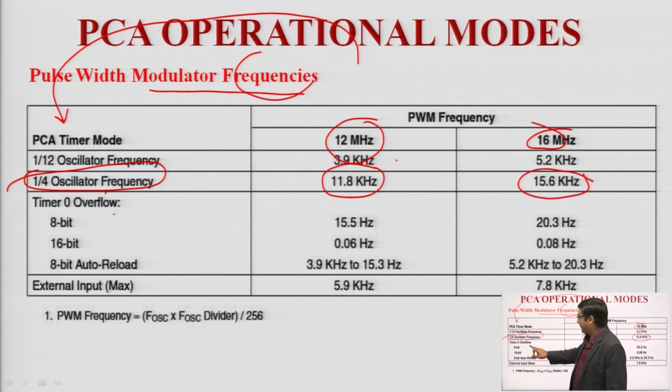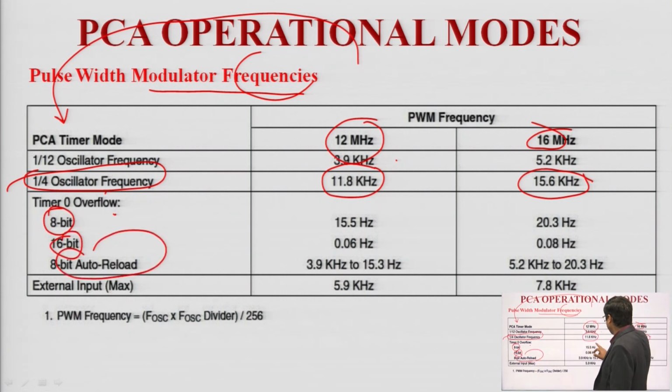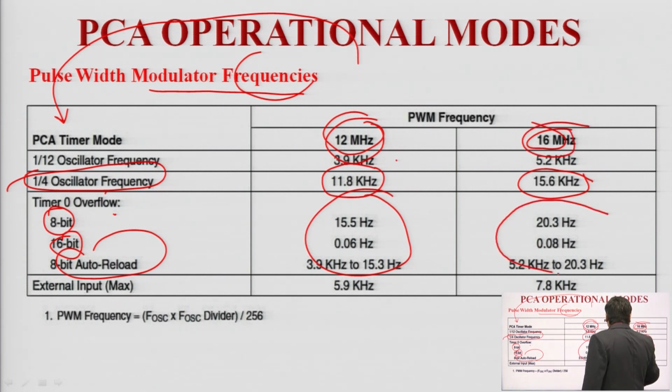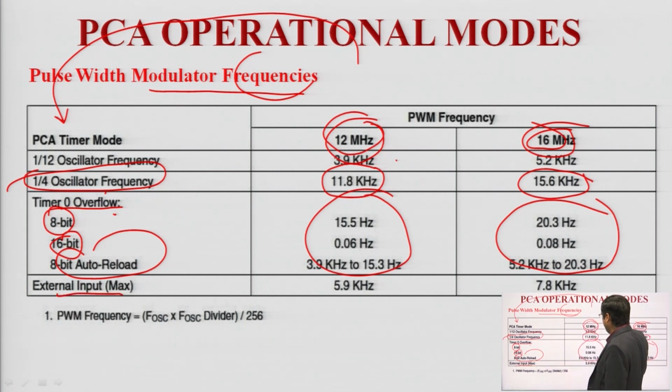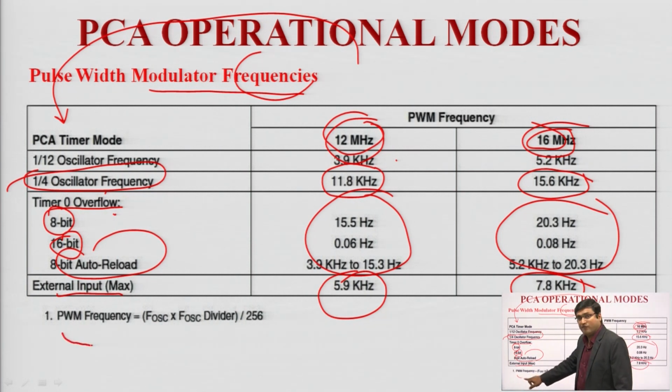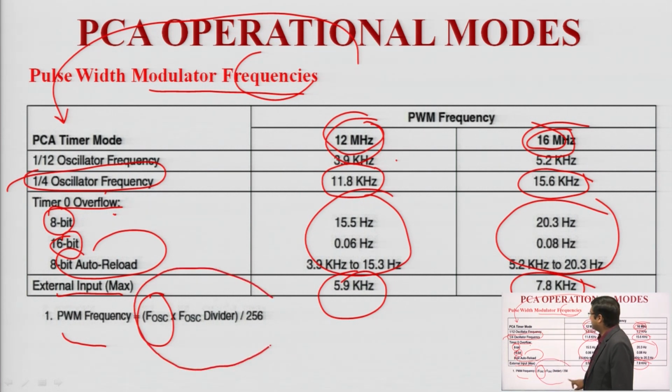If timer 0 overflow occurs, that is 8-bit, 16-bit or 8-bit auto reload, it works on this particular set of frequencies. In 12 megahertz operation, the PWM frequency is 16 hertz for this particular set of values if timer 0 overflow occurs. If I have an external input, then the maximum value of the PWM frequency is 5.9 kilohertz, and here it is 7.8 kilohertz. So we can say that PWM frequency is equal to the oscillator frequency divided by 256. Through this particular table we provide the frequency to the PCA timer or counter.